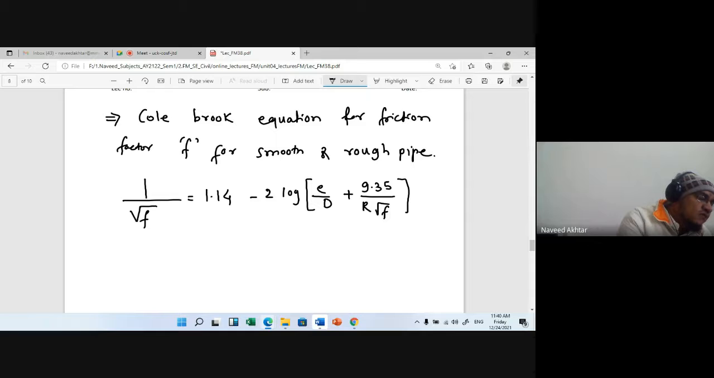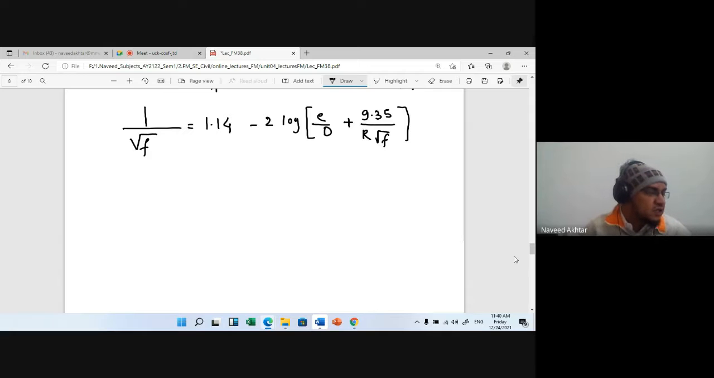Also for turbulent flow, we have taken one value, that is f is equal to 0.316 divided by Re to the power of 0.25, or Re to the power of 1 by 4. And also this Colebrook equation to find out the friction factor, and based on this Colebrook equation, the Moody's diagram for commercial pipe is prepared.